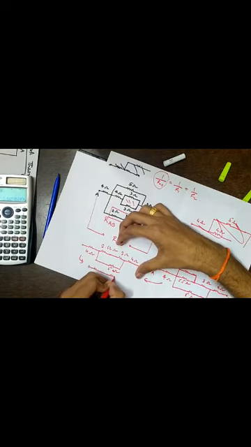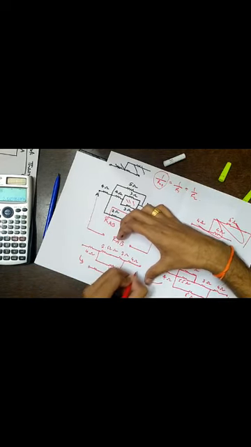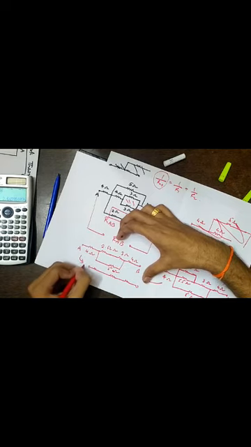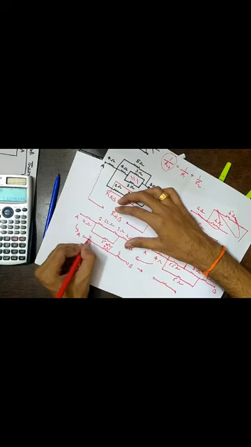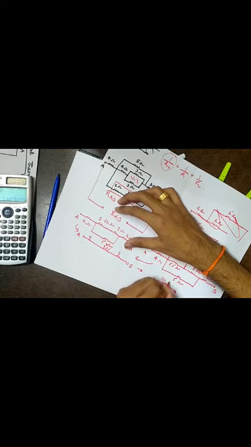So 4, 2.65, 4. This is B, this is A. This is A, this is B. 4, how much was it? 2.65, and this is 4. So finally what we get? All are in series. So 4 plus 4, 8, 8 plus 2, 10, and this will be then 10.65 ohms.